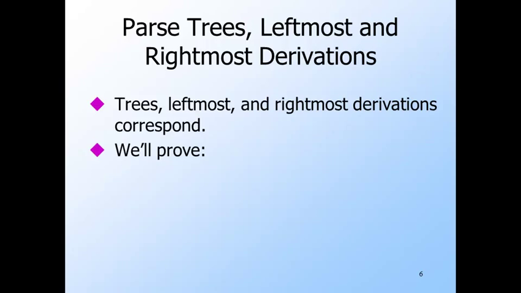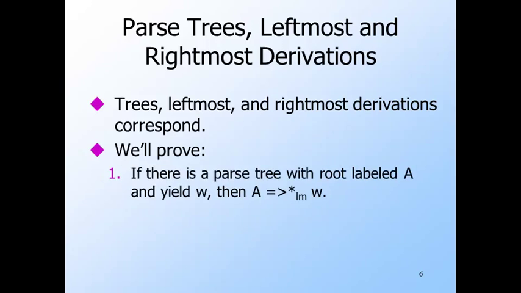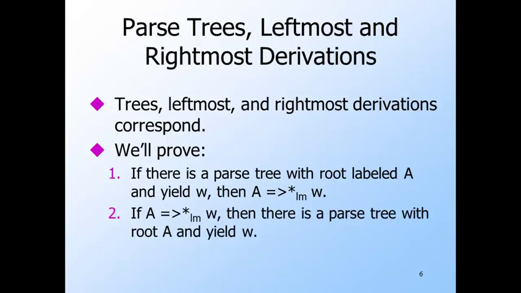We'll prove two statements. One is that if there's a parse tree with root A and the yield W, then there's a leftmost derivation of W from A. The second statement is the converse, that for every leftmost derivation of W from A, there is a generalized parse tree with root A and yield W. The matter of rightmost derivations is completely analogous.